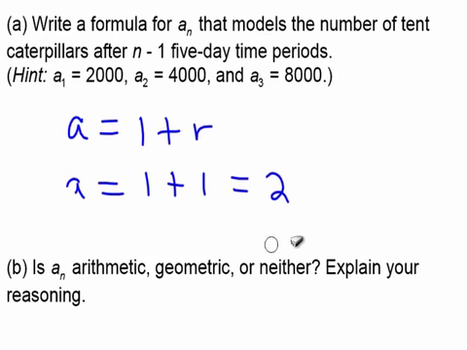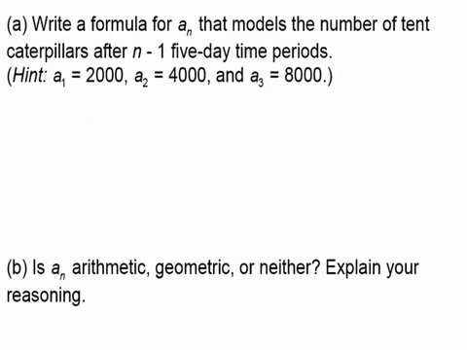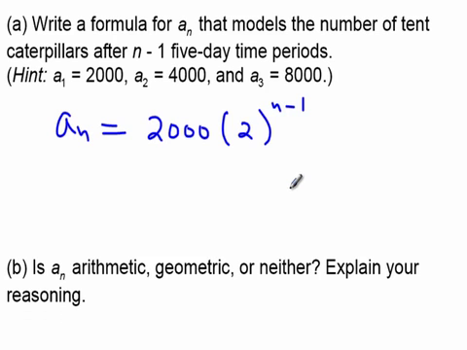So we'll write our A sub n formula. A sub n is equal to initial population, which is 2,000, times 2 to the n-1 power, where each value of n represents a 5-day time period.